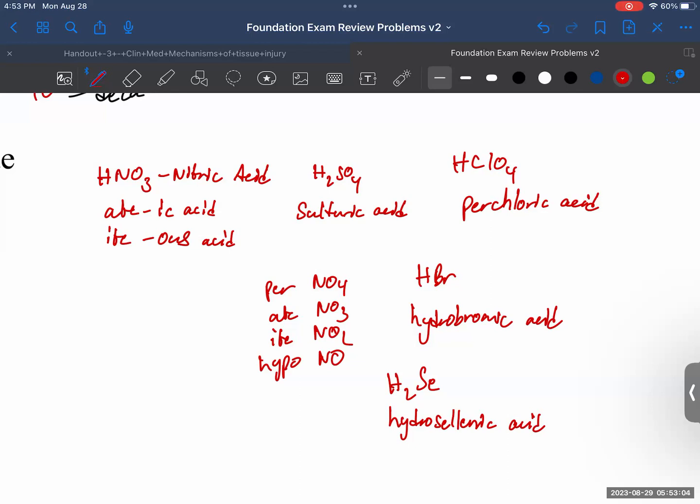Yeah, the 2 on the hydrogen doesn't do anything for the name. You don't have to put like di anything, so it's just hydroselenic acid. Just indicating the hydro part is enough.